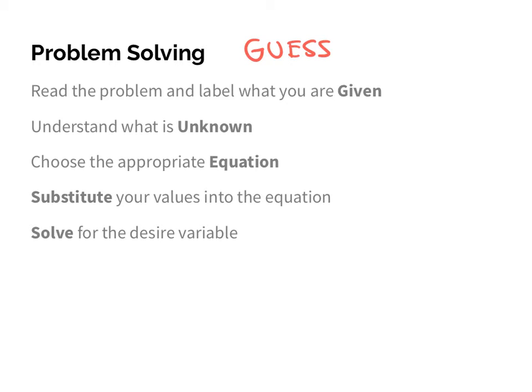G-U-E-S-S, guess. The first thing you should do when you read these problems is to figure out what the given values are. What am I given? Am I given distance? Am I given speeds, acceleration, and time? What are the things that they are giving me? What is unknown? Unknowns could be things that are not given to me, things I literally don't know, but this could also be something that I'm trying to solve for.